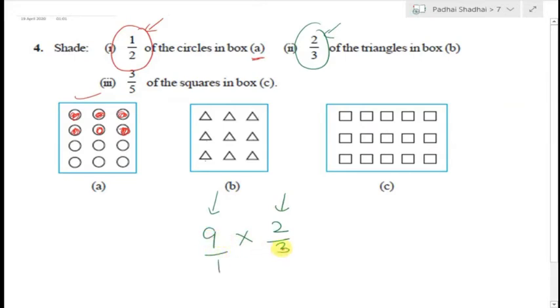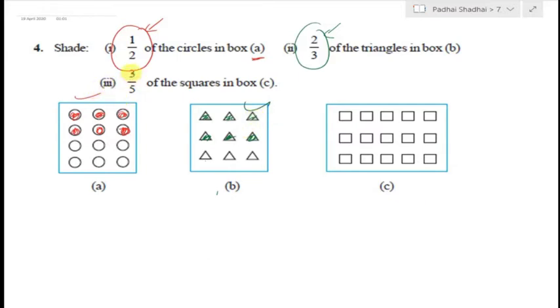Here we will put 1. 9 3s we can cut, or we will multiply, 18 by 3. So here 3 we can cut out, and we get 6. So we have to shade 6 triangles here also. So let us shade the 6 triangles here. 1 2 3 4 5 and 6 triangles. Okay, this is the answer.